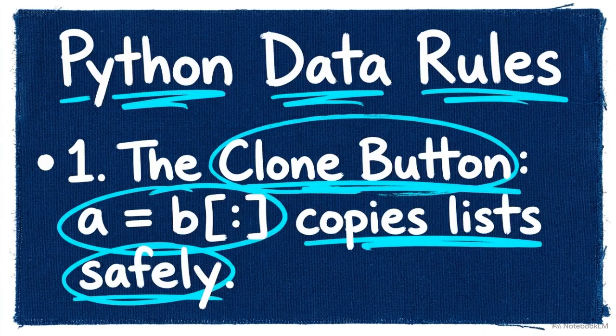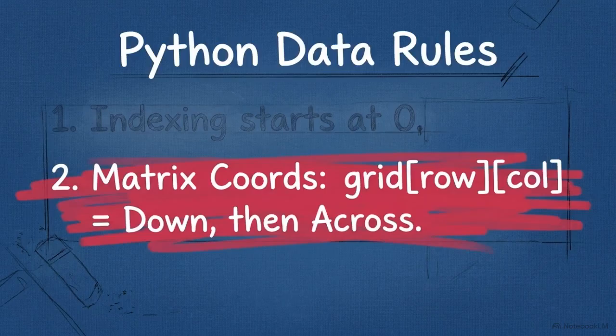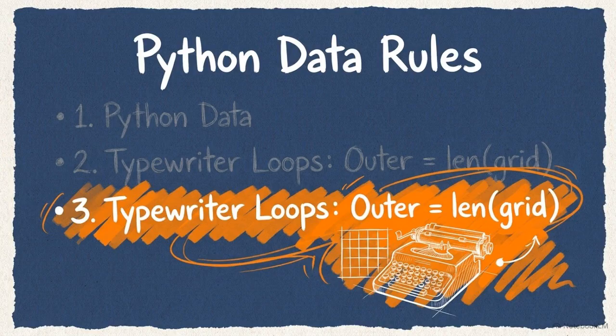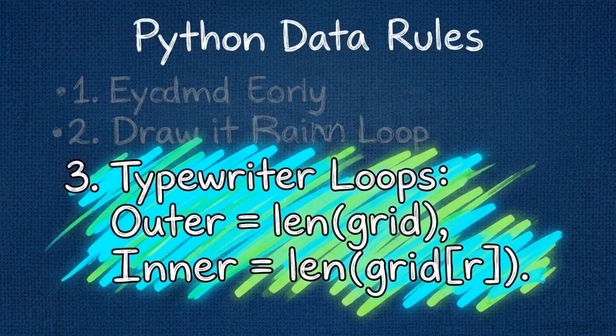As you write larger programs, keep these 3 rules in mind. First, use slicing to physically duplicate mutable data and protect your source lists. Second, remember the layout of the matrix. Mapping coordinates requires moving down the rows first, then across the columns. Finally, when navigating grids, the outer loop measures the total height of the grid, while the inner loop measures the length of the specific row it is on.